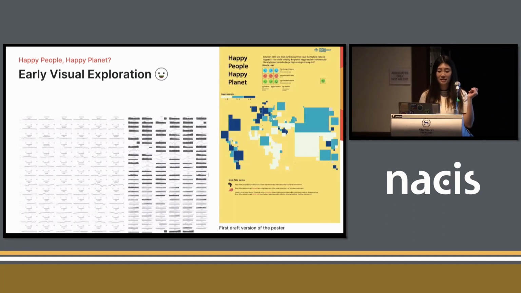So here you can see some of our very early exploration. This is also what I like to call the ugly graphic phase. On the right side is our very first poster draft. In here, I really started considering how to represent happiness in a map format.